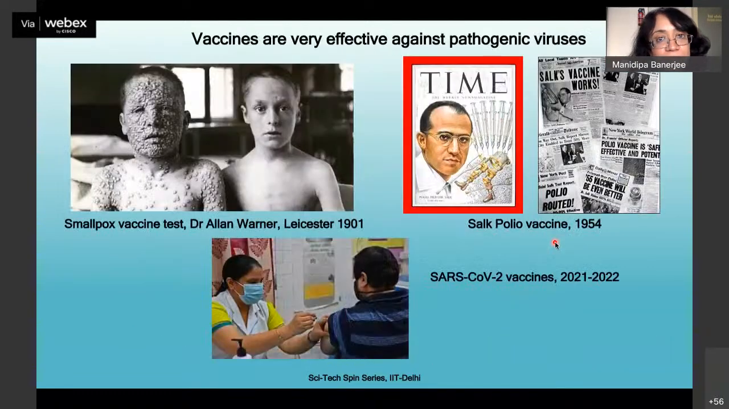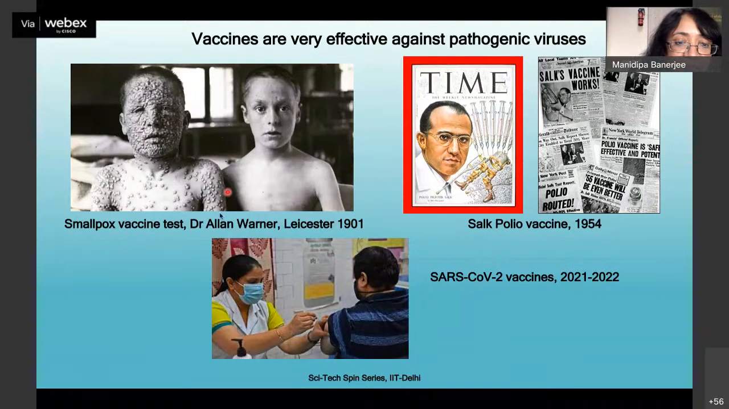That is the purpose of vaccination. And vaccines, as we know, are very effective. We have seen that with the Salk polio vaccine, one of the very effective vaccination drives, in 1954. We are seeing this again with SARS-CoV-2 vaccines.